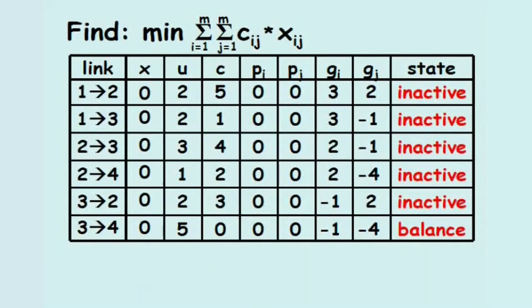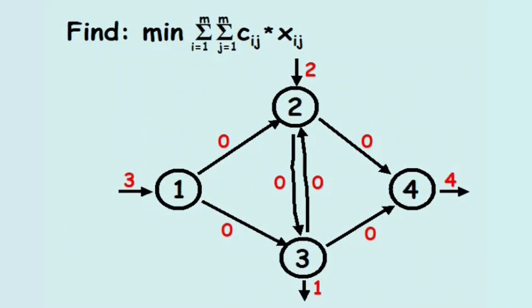With the state of each link entered, we're ready to begin solving the network. With all flows shown in red, we notice nodes 1 and 2 experience a positive surplus, meaning more flow enters the node than leaves. Nodes 3 and 4 experience a negative surplus, meaning more flow leaves the node than enters.